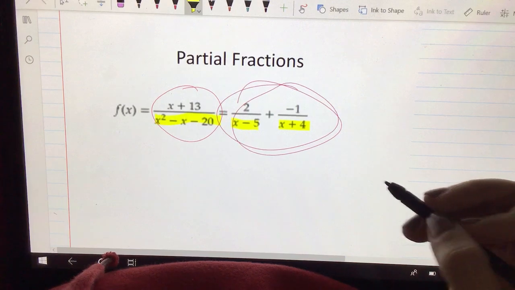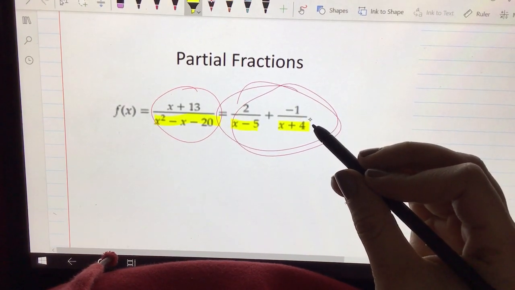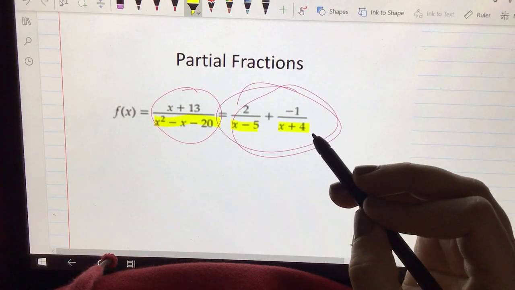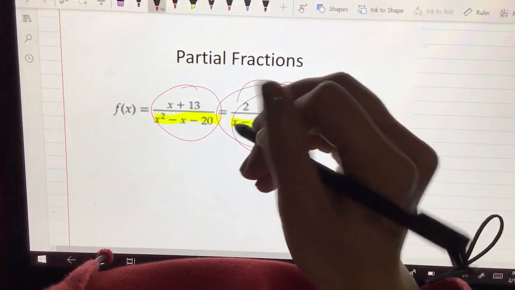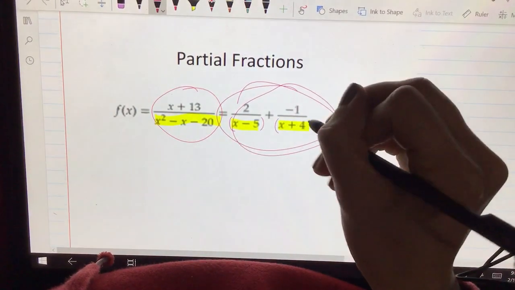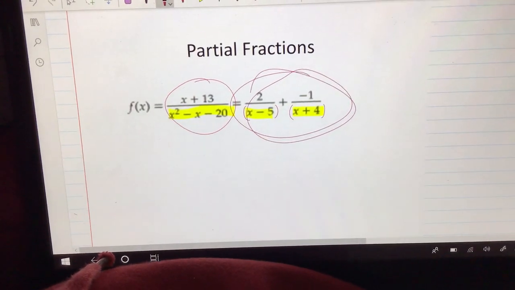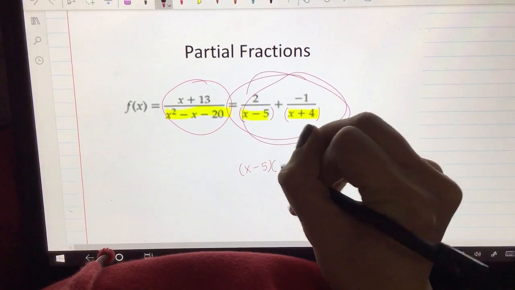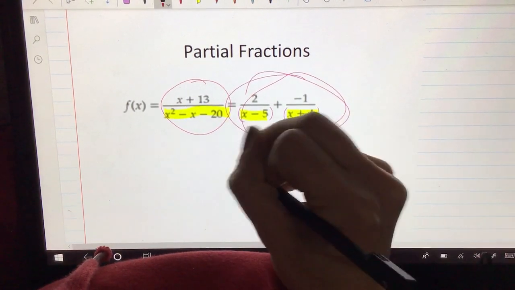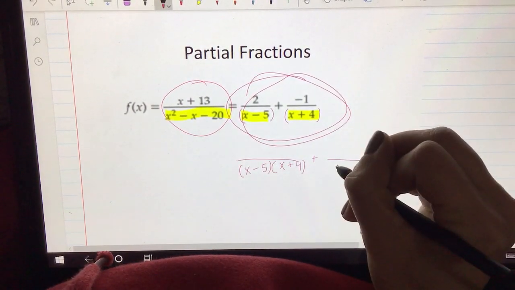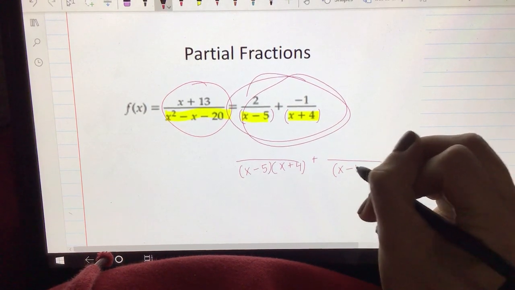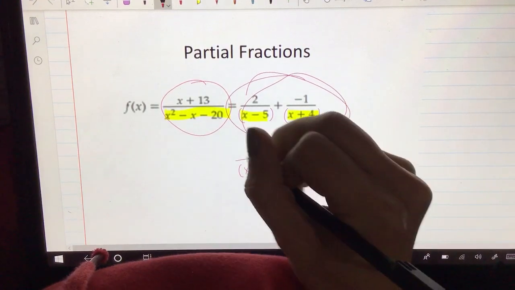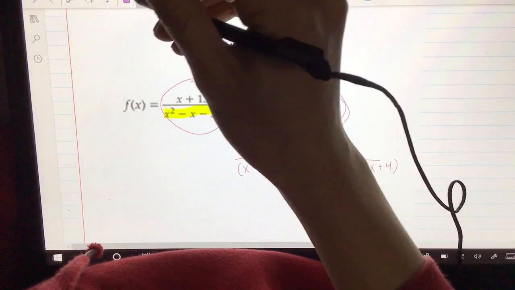So you guys know that if we started with this right side and wanted to combine these fractions, you would have to get a common denominator. Our common denominator for this would be x minus 5 times x plus 4. And to get that common denominator, we would multiply. And whatever we multiply each fraction by in the denominator, remember we also have to multiply by that factor in the numerator.